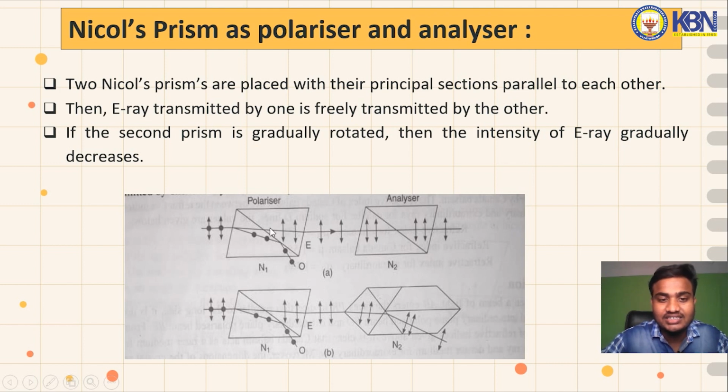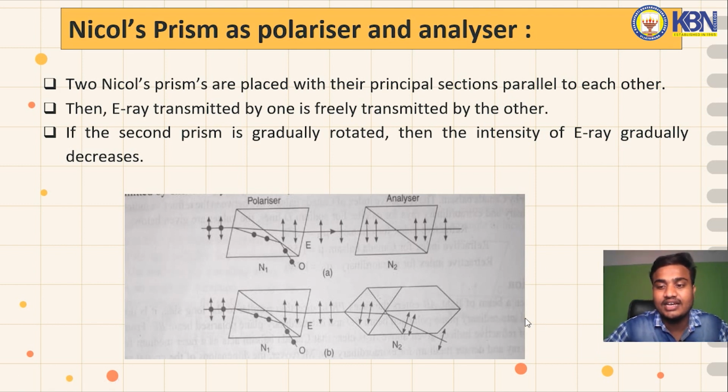In this case the first Nicol prism N1 is acting as the polarizer, while the second Nicol prism is acting as the analyzer. One is producing the plane polarized light and the other is detecting it. This way the Nicol prism acts as both polarizer and analyzer. If the second prism is gradually rotated, the intensity of the extraordinary ray gradually decreases.